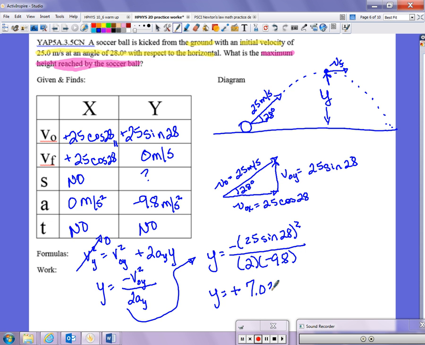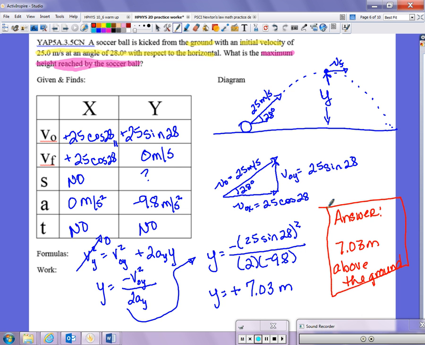or 7.03 meters. Okay, so my answer: it says what is the maximum height? This was a displacement that I found. They're only asking for height. So my answer is 7.03 meters, and it's not a bad idea to put above the ground. But my height is 7.03 meters.